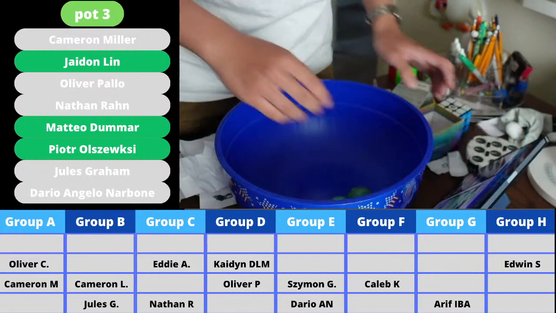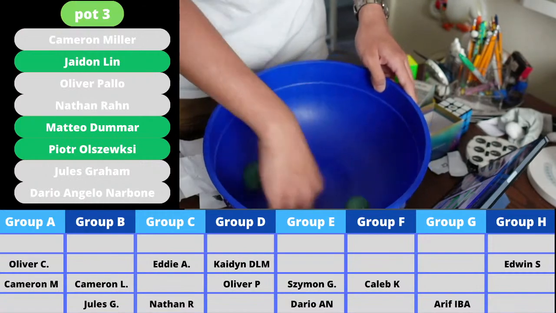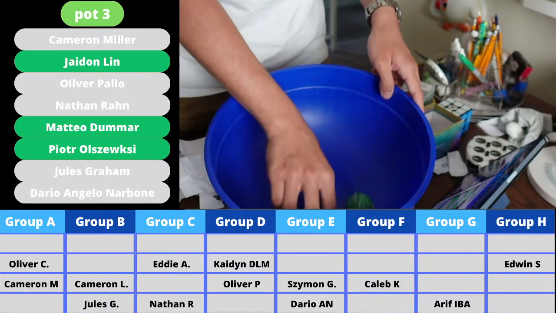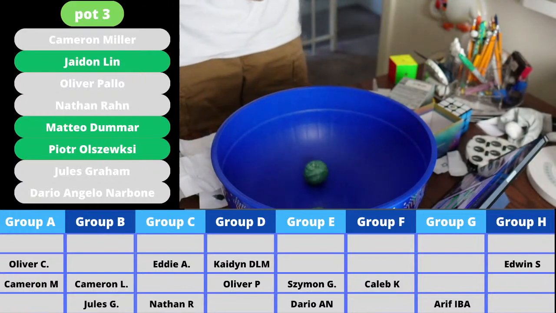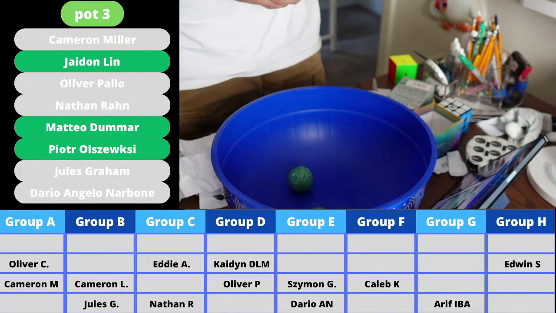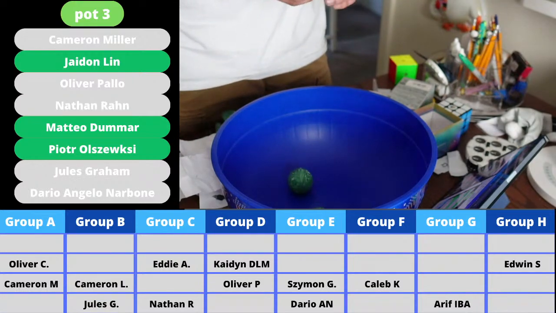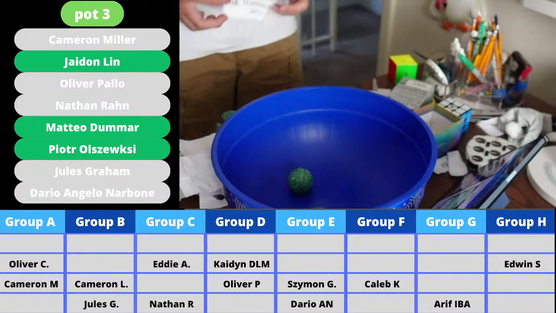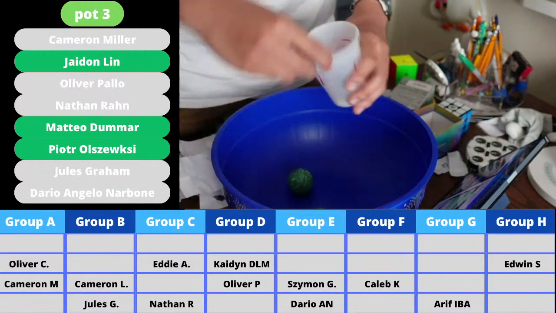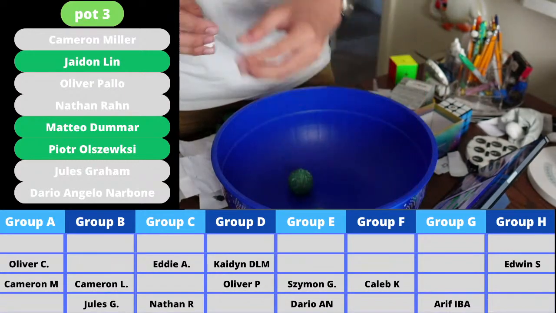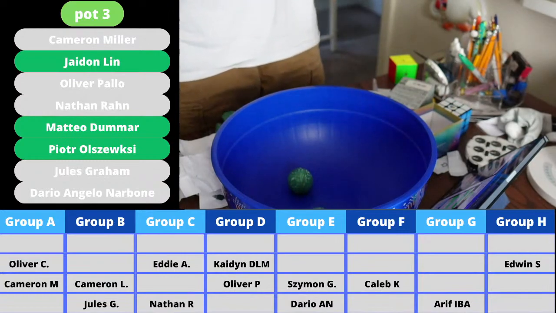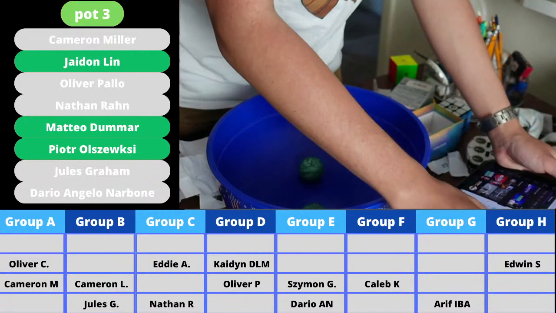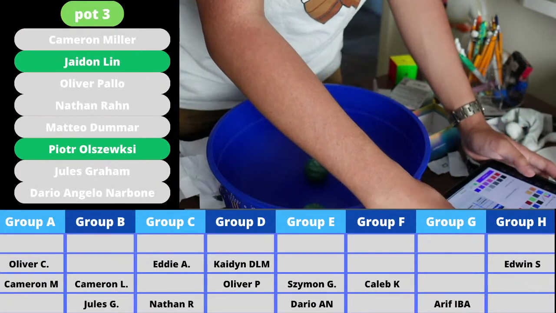All right. Now let's move on to F. F will include Mateo Dumar. Let's see what position it will be placed in. Mateo will be placed into F2. Position F2. So Mateo has been placed into F2.